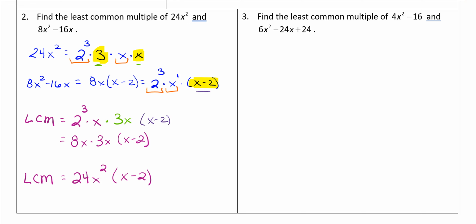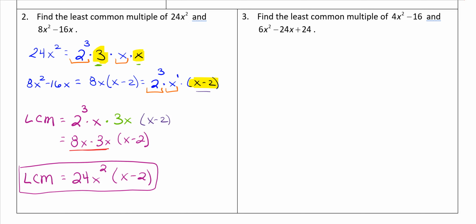And notice I'm not multiplying 24x squared times x minus 2. That's because I want to keep this factored. I do multiply the monomials, the coefficients together, simply because it's easier to work with. So always multiply the single terms, but leave any binomials or trinomials alone.